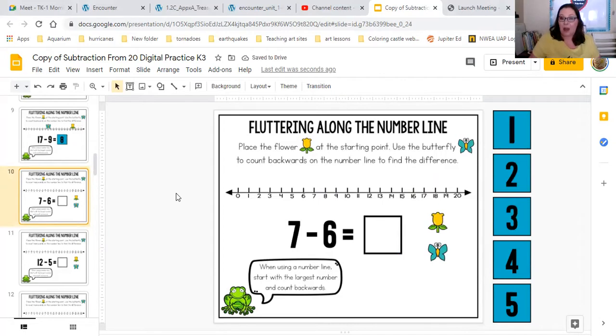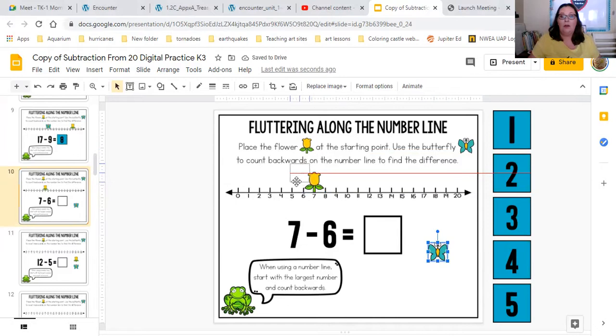All right, let's take a look at this one. Still using a number line today. So let's place the flower, 7 minus 6. Ooh, so our flower is going to go on the 7. And we're going to count backwards 6. 1, 2, 3, 4, 5, 6. We land on 1.